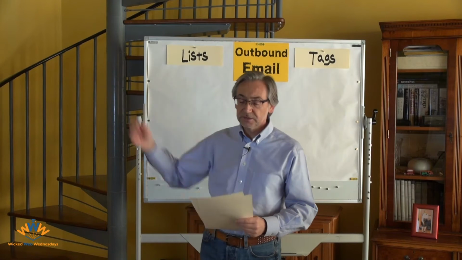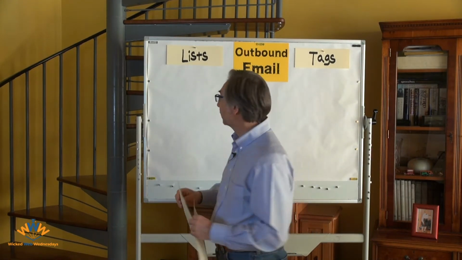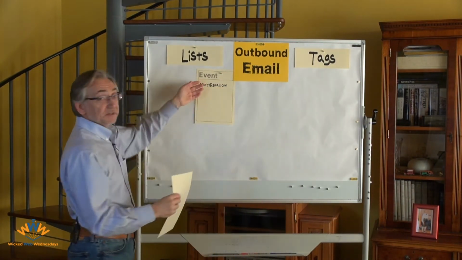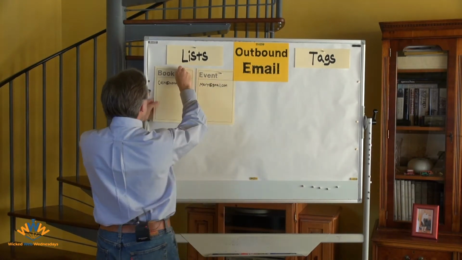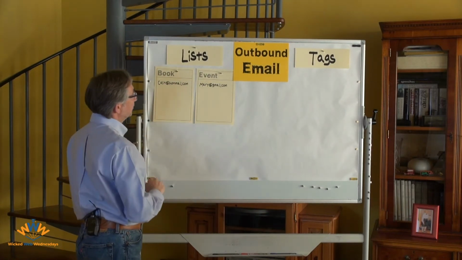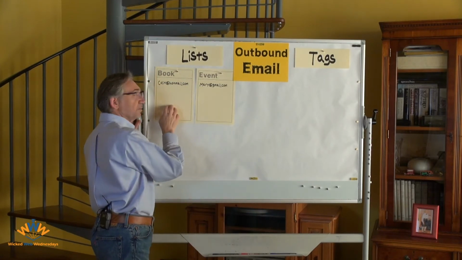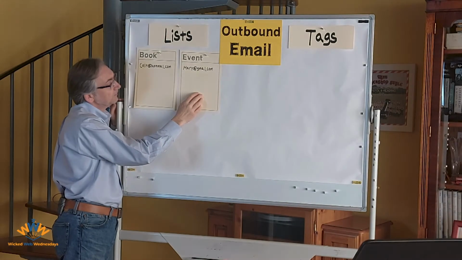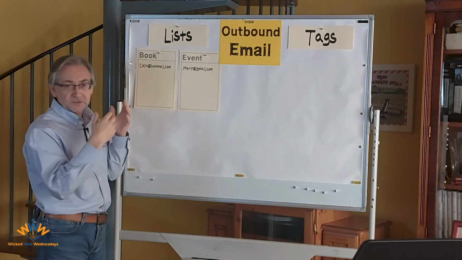So for example, on this side of the house, you might have a list that is associated with the events that you've run. Here, Mary has been to an event. And you've got another list for people who've bought your book. Colin has bought your book. All of this is fine, of course, until Mary also buys a copy of your book and Colin attends one of your events. Then you've got people on both lists and everything starts getting very untidy.